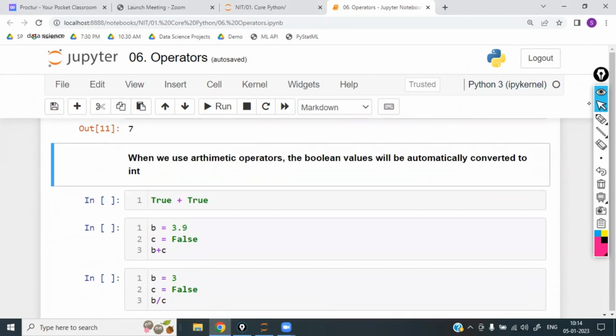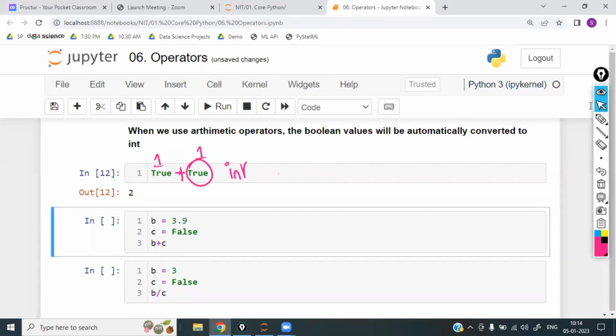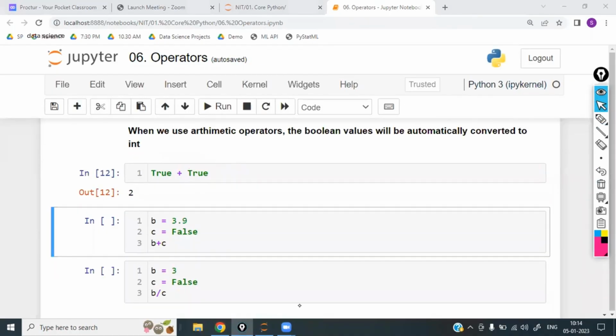Now, when we use these arithmetic operators, the Boolean values will be automatically converted to int. So True plus True: whenever there is an arithmetic operator symbol, the Boolean will be converted to int. So int of True is 1. Int of True is 1. 1 plus 1, the output is 2. You are going to get output as 2. Right? Whenever there is an arithmetic operator, it is going to be converted. So this is one of the most important concepts for us.